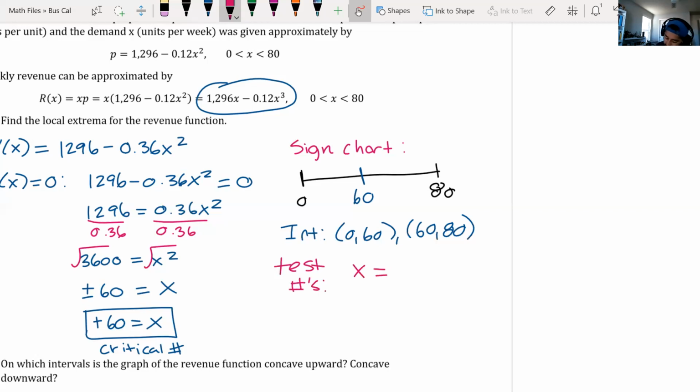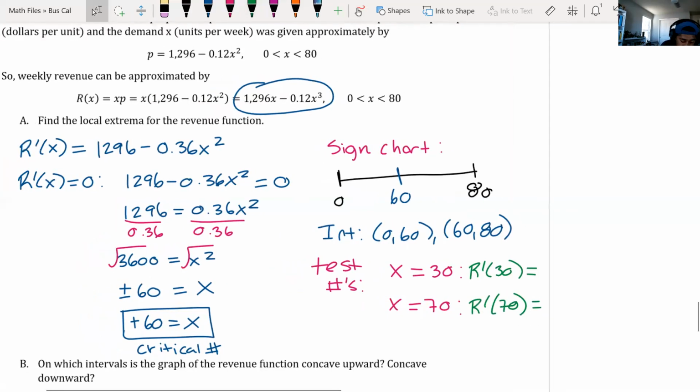From 0 to 60, what's a good test number? 30. All right. From 60 to 80, what's a good test number? 70. Yeah, 70. All right. And you're going to plug these into the first derivative. So it's going to be r prime of 30 and r prime of 70. I'm just going to use my calculator here. I don't think we have to switch to Desmos for this one.